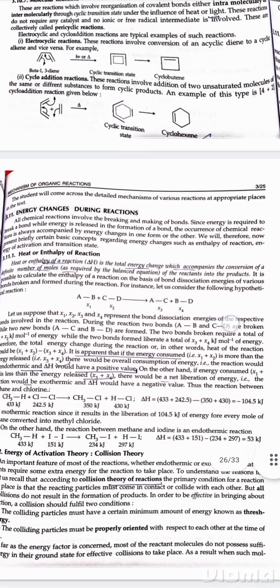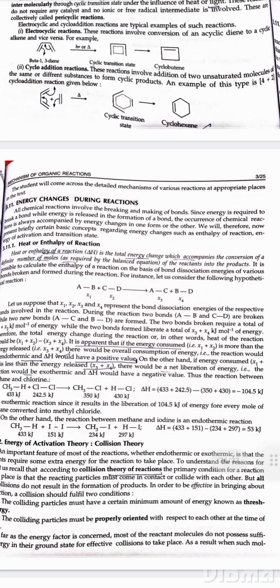Energy changes during reactions. All chemical reactions involve the breaking and making of bonds. Since energy is required to break a bond while energy is released in the formation of a bond, the occurrence of a chemical reaction is always accompanied by energy changes from one form to another. We will therefore now present briefly certain basic concepts regarding energy changes such as enthalpy of reaction, energy of activation and transition state.